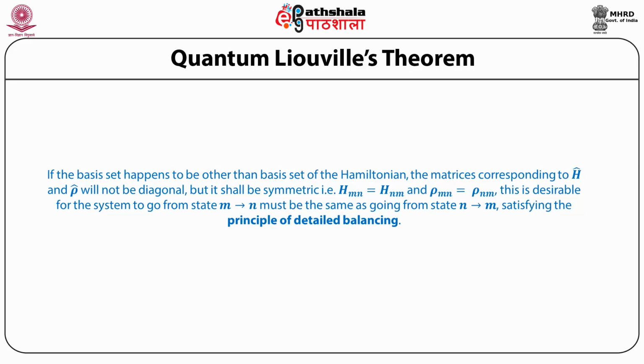That is, the matrix element of operator H between the states m and n must be equal to the matrix element of the operator H between the states n and m, and the matrix element of the density matrix operator between the states m and n must be equal to the matrix element of the operator rho between the states n and m. This is desirable for the system to go from state m to n must be the same as going from state n to m, satisfying the so-called principle of detailed balancing.